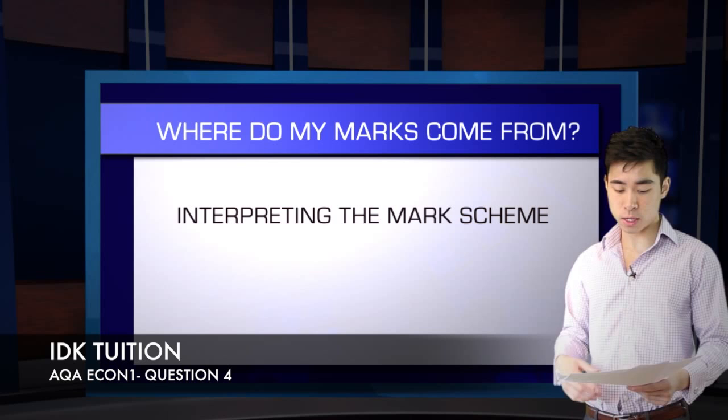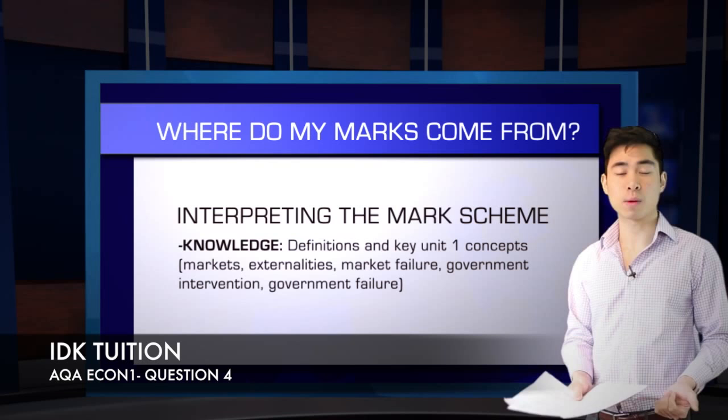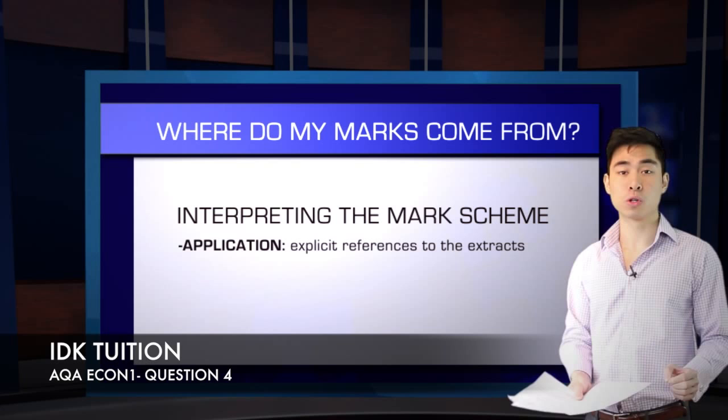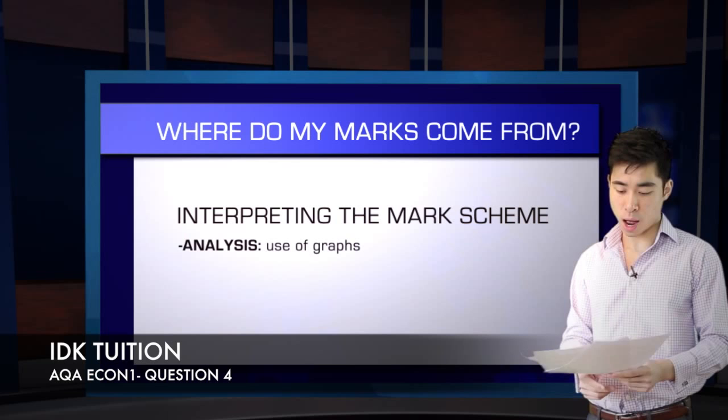Okay, so if you look at the mark scheme rubric, there are four different tiers of marks on offer. The first of these is knowledge. This comes primarily through definitions and showing the examiner that you understand the content in unit one. The next tier is application. This comes from referencing the extract, so you need to make sure you're making explicit references to the extracts, and I'll show you exactly what that means in just a second.